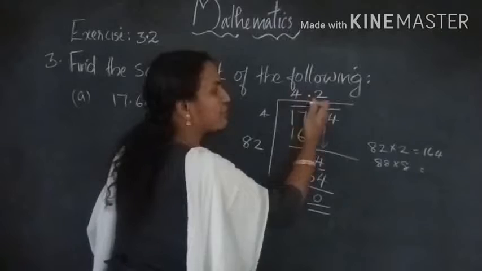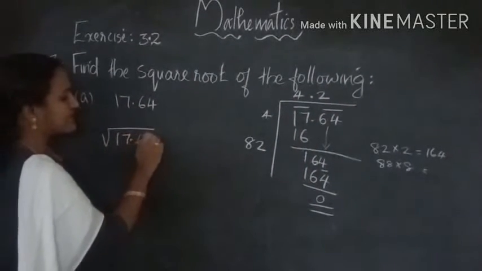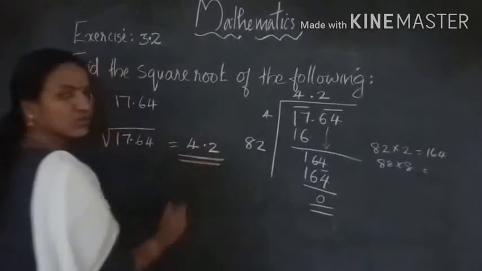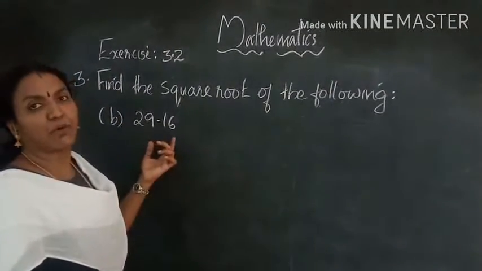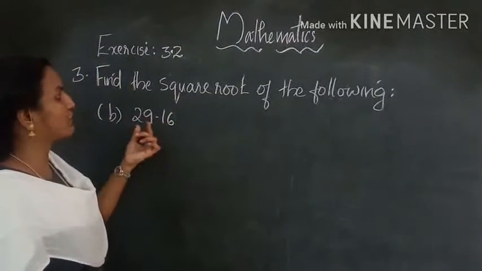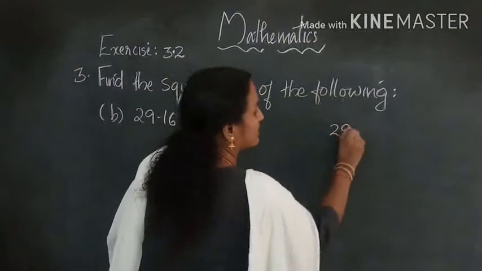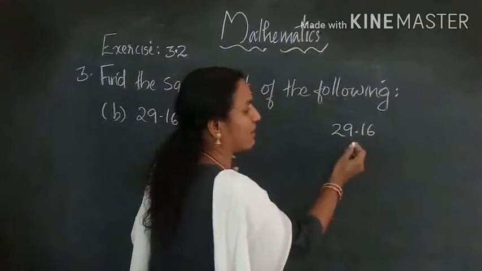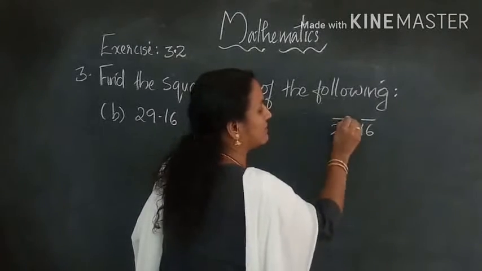The quotient is 4.2. So root of 17.64 is equal to 4.2. Next, option B, 29.16. It is a decimal number. How to find out the square root of 29.16? The same method: put a bar over every pair of digits in the given number from the unit place.